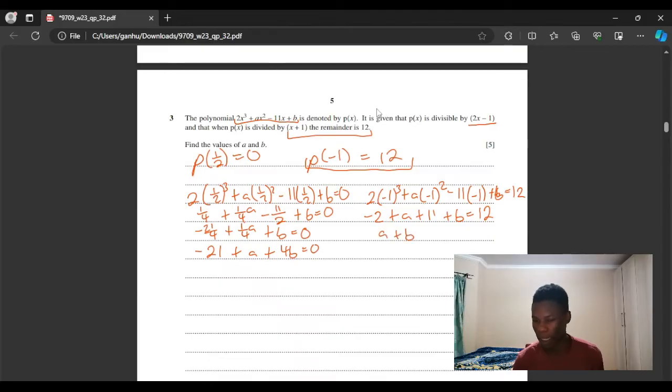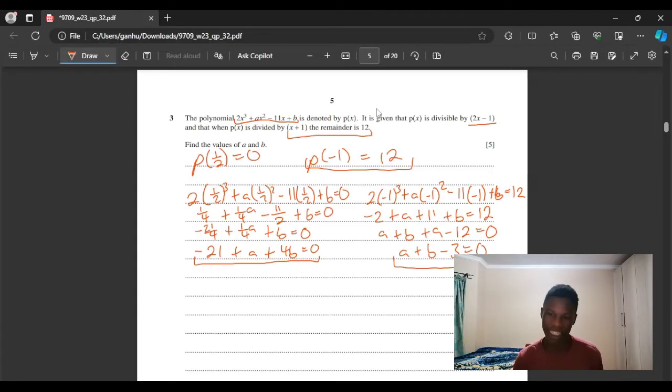And this becomes a plus b, 11 minus 2 is 9, plus 9. Let's bring the 12 to the other side, minus 12 is equal to 0. So we have a plus b minus 3 is equal to 0. Now we have two equations in terms of a and b. We can solve them simultaneously to get the values of a and b.